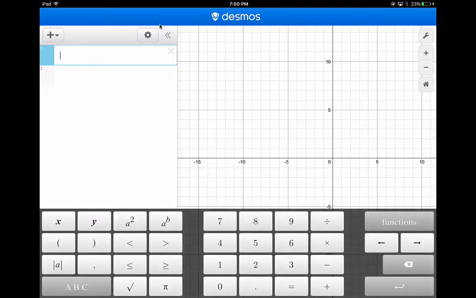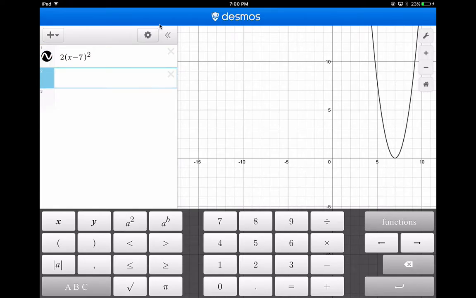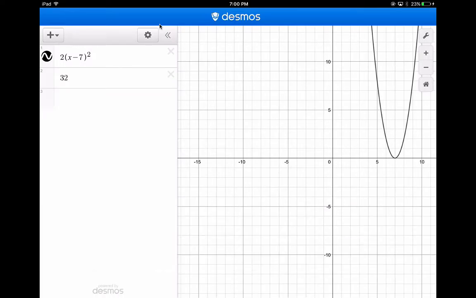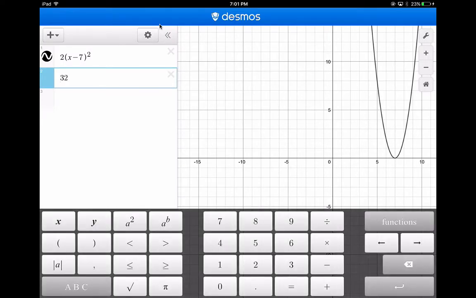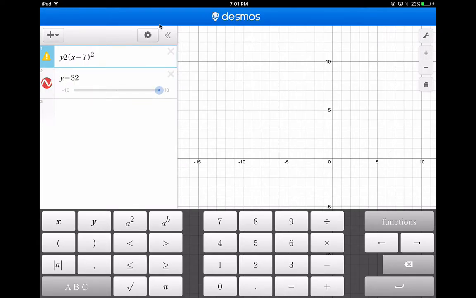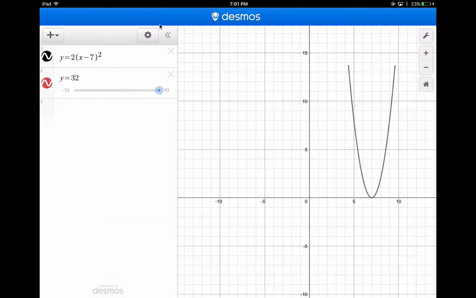So, Desmos, it really changes the game here. Really makes it nice and easy. So x minus 7, close parentheses, squared. So that was the left-hand side, and then I think it's supposed to equal 32. So that's the right-hand side. I think maybe I might need to say y equals 32. So I'm just going to double-check that. I'm not 100% for sure.